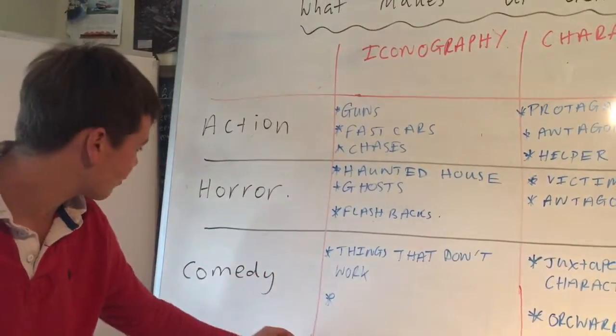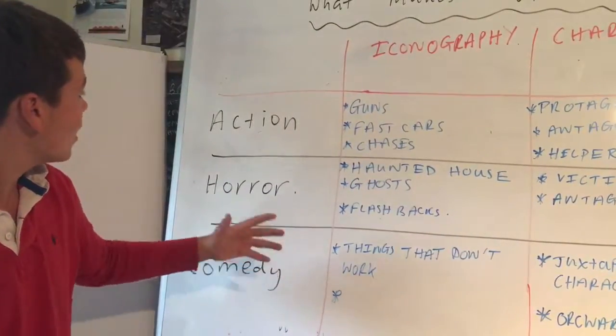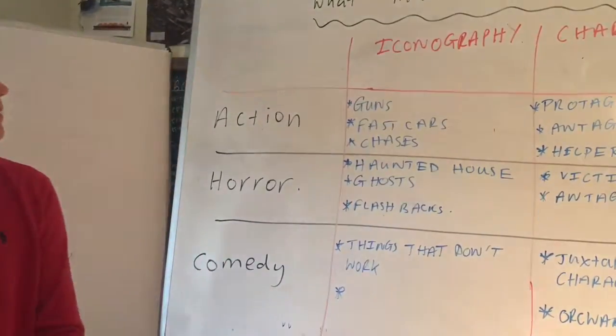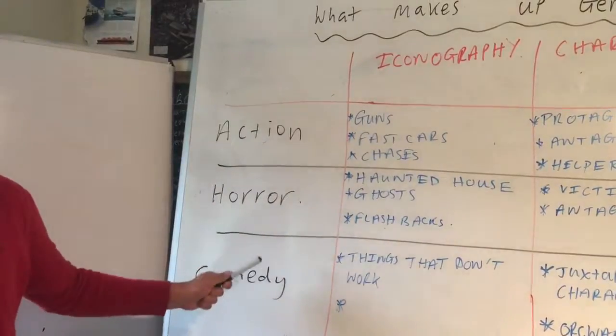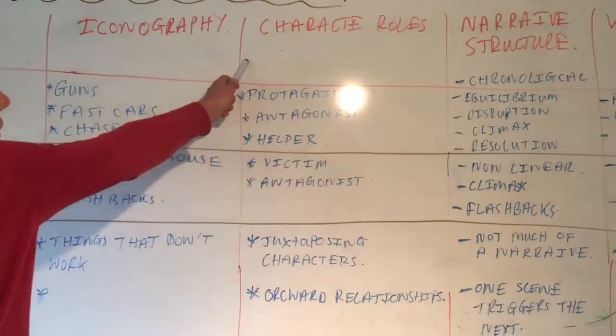There's a lot more iconography I could go through in all of these, but there's some typical iconography which makes up those genres. So, iconography, iconic symbolic objects which make up that genre. Okay, next I'm going to look at character roles.